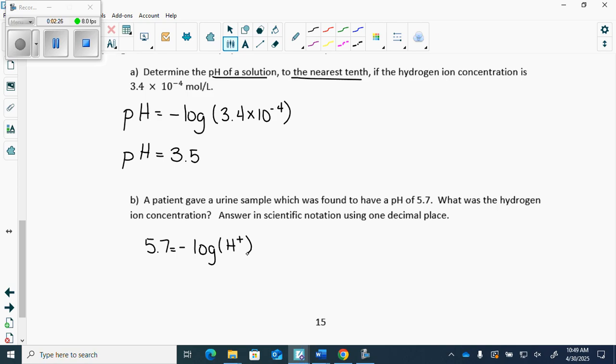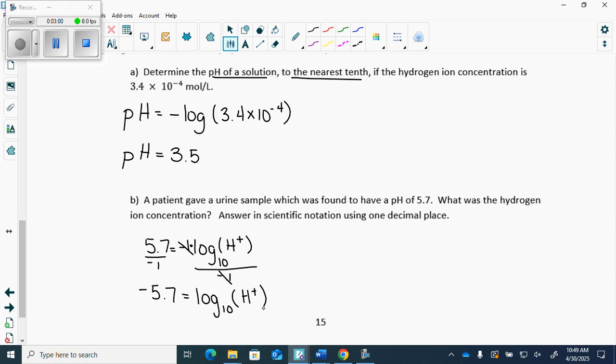What is the base of my log? 10. Now I have 4 pieces of information, but I can't convert unless I have 3. So what do I need to do? Move that negative 1 over. How do I move it? Divide, because it's currently being multiplied. So I divide by negative 1 and I get negative 5.7 equals log base 10 of H plus.